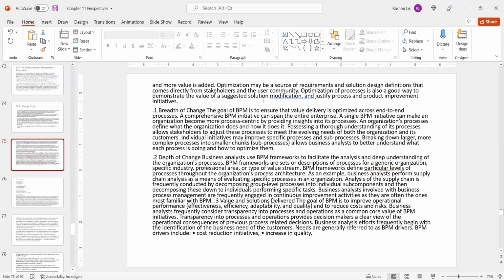Depth of change. Business analysts use BPM frameworks to facilitate the analysis and deep understanding of the organization's processes. BPM frameworks are sets or descriptions of processes for a generic organization, specific industry, professional area, or type of value stream.